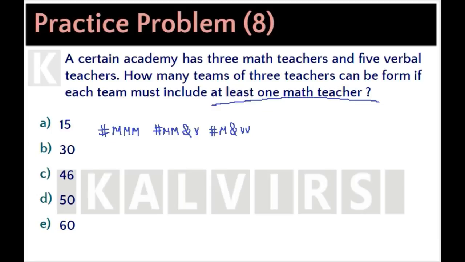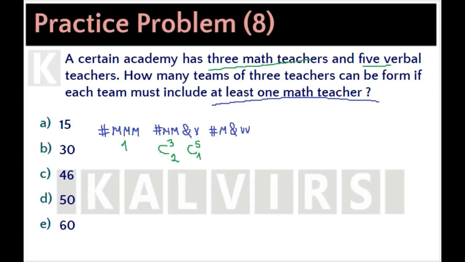Now, there's only 1 possible group of 3 math teachers since there are only 3 math teachers. Just 1 group. Now, in the second case, we're going to form a group of 2 math teachers and 1 verbal teacher. Out of 3 math teachers, we're choosing just 2 of them, and out of 5 verbal teachers, we're choosing just 1 of them.